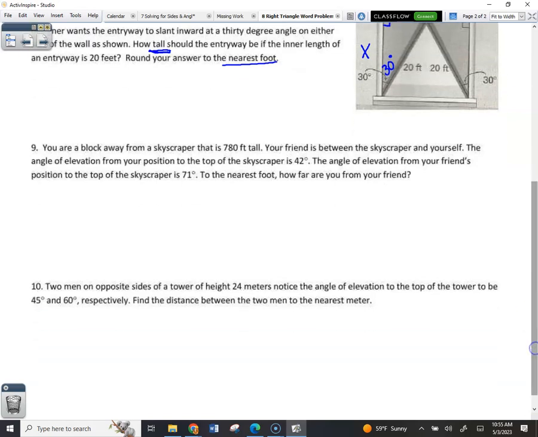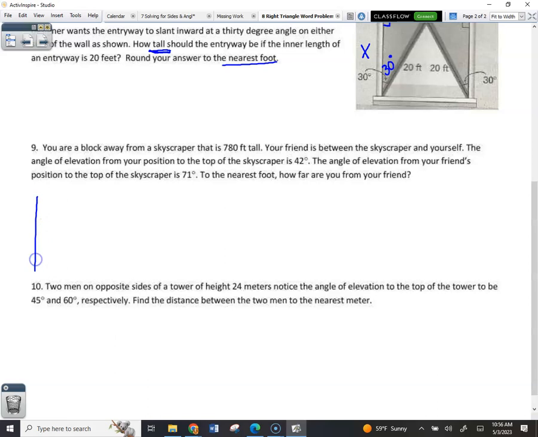Look at 9. You are a block away from a skyscraper that's 780 feet tall. Your friend is between the building and you. Okay, picture that. So if I was looking at a building really far away, and then my friend was some distance in between us, me and the building, right? We're both looking at the building. Do you see 2 triangles? Imagine the triangle with your friend and then the triangle with you. Y'all with me? All right, let's draw it.